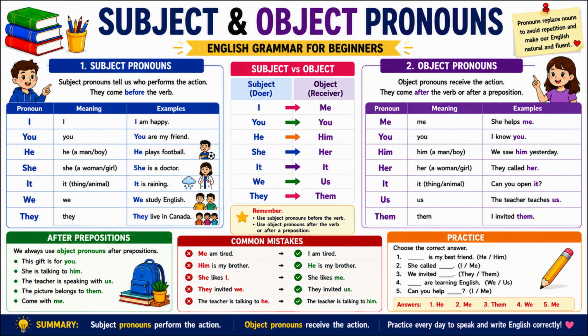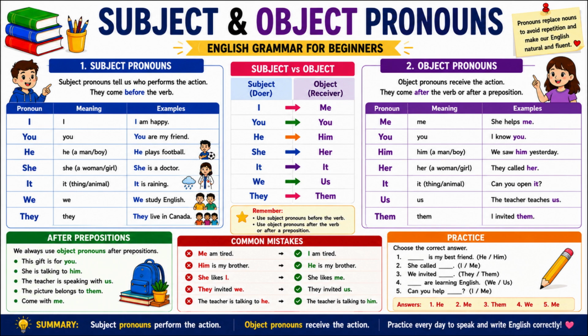You are my friend. He plays football. She is a doctor. It is raining. We study English. They live in Canada. More examples: I love English. You speak very well. He works in a bank. She likes music. It looks beautiful. We play football every weekend. They're students.